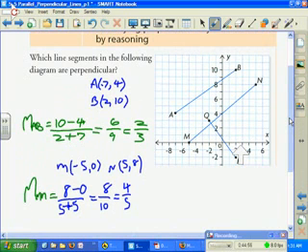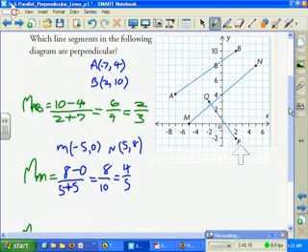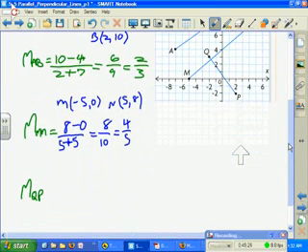Are they the same? Are they equal? 2 over 3 and 4 over 5. Can they be reduced any further? No. Okay, so these two fractions are different. That means that A and B and M and N are not parallel. And are they perpendicular? No. Okay.